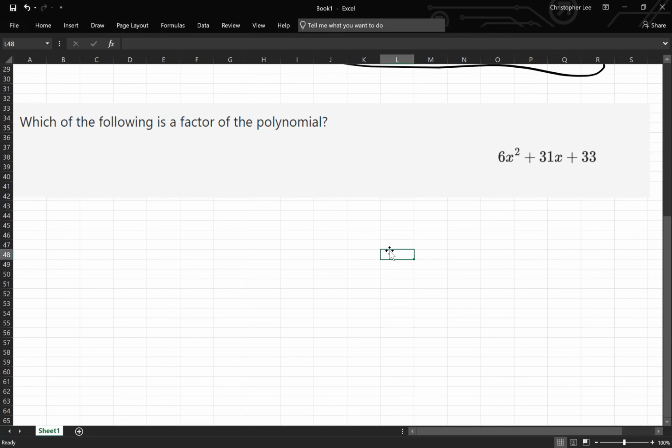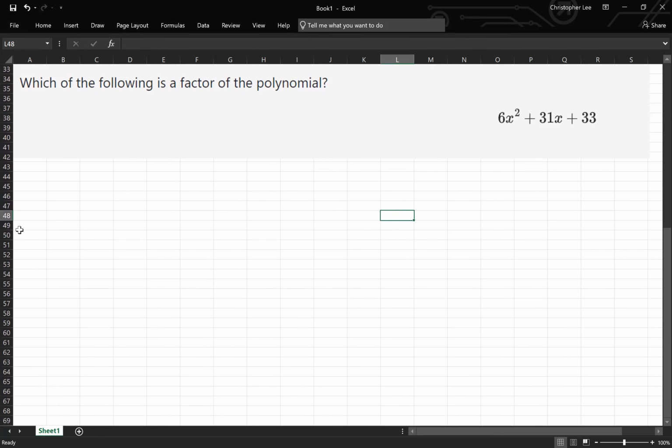All right, here goes another question. It says, which of the following is a factor of the polynomial? The reason why I'm cutting it out like this is because y'all don't have multiple choice on your test, so why entertain that here? Anyway, that being said, I want to factor this. Help me out. How do we factor this?